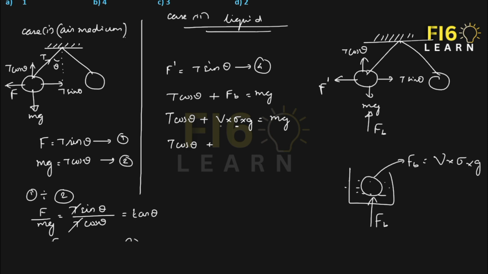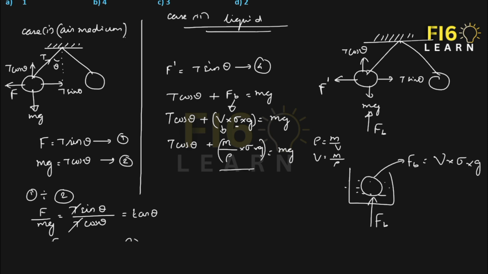T cos theta, you know the volume and density formula: rho is equal to m by v, and you can rearrange this. You will get v is equal to m by rho. So m indicates the mass of the sphere, rho indicates the density of the sphere, sigma indicates the density of liquid, and g is here. You will get equal to mg. I just replaced the F buoyant force with the volume of the sphere and density of the liquid into gravity. This is the formula for buoyant force, and again I replaced the volume of the sphere in terms of mass, so that I can cancel the terms.